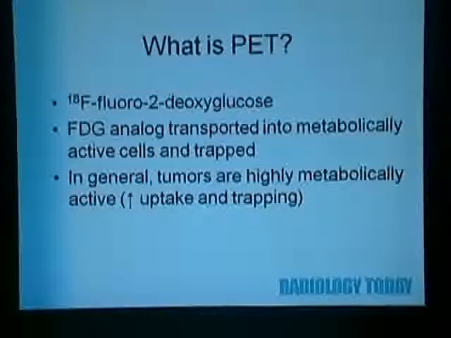And so how about PET? Well, PET uses a substrate, which is 18F-fluoro-2-deoxyglucose. And this FDG analog, as it's called, is transported into metabolically active cells and then trapped. And the whole principle of PET imaging is that, in general, tumors are highly metabolically active and therefore will have increased uptake as well as trapping of this substrate. And I'm not going to get into too much detail about PET because Dr. Haugen's going to follow me with some of the current indications for utilization of PET.